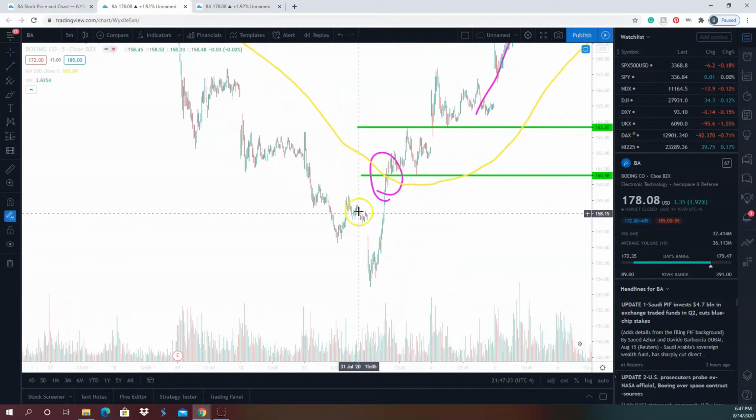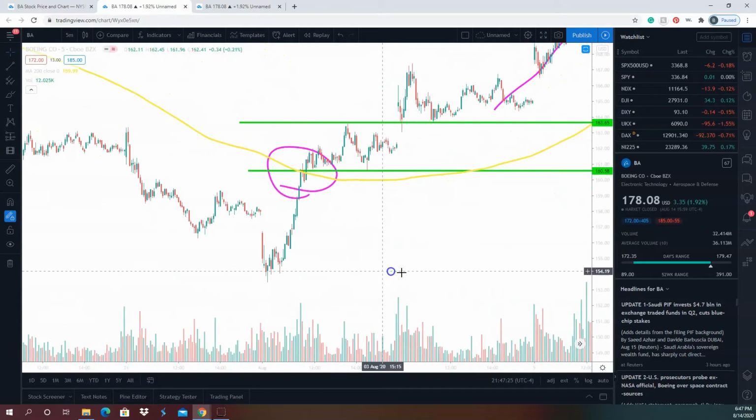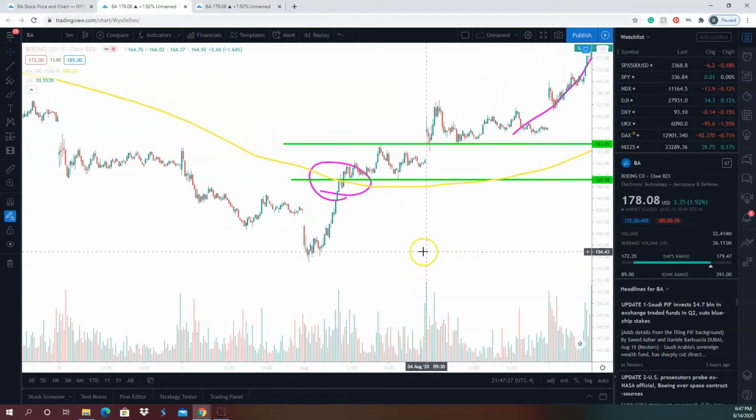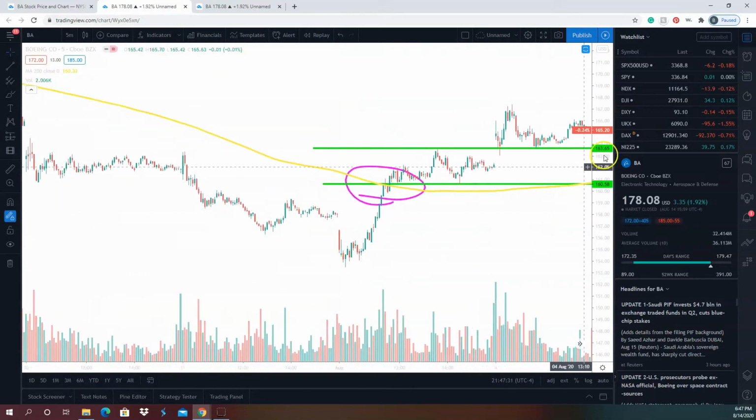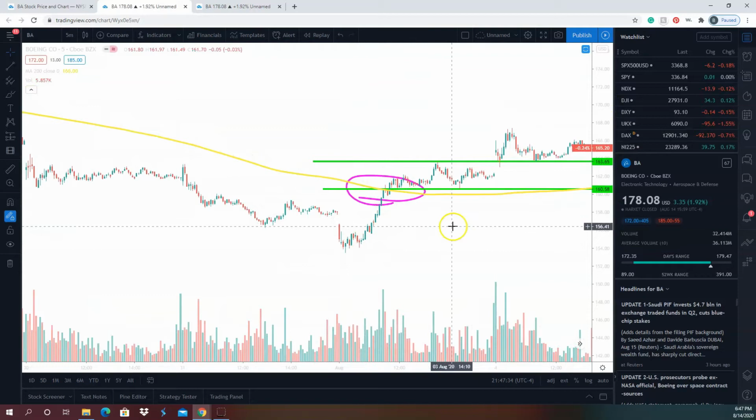Now we see it here. We see Boeing here break with volume to the upside. So now instead of selling, banks are buying. Here we see that it breaks here, rejects, and then breaks here with some volume, comes up, holds up.